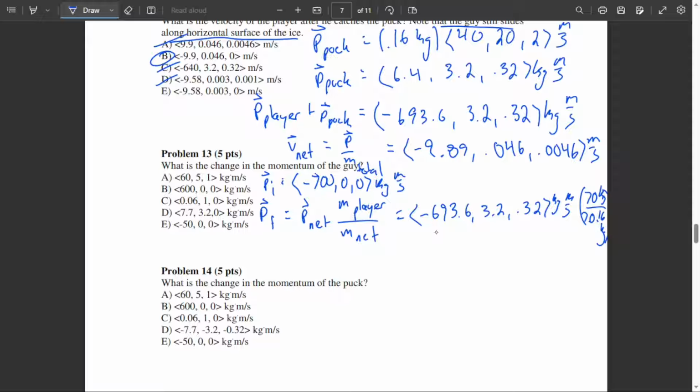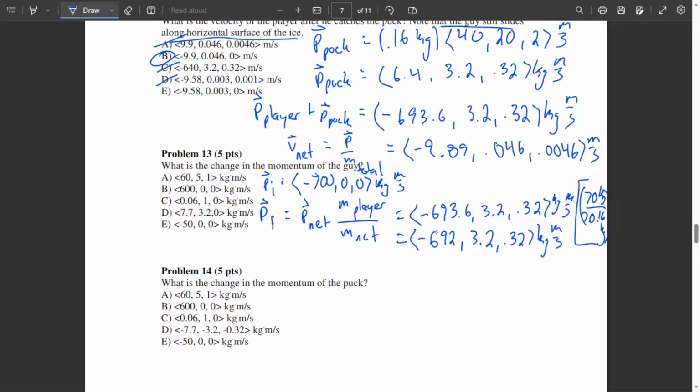So, calculate this. We get minus 692, and then approximately 3.2, 0.32. This value right here, almost all the mass is in the player, so it's going to be really similar. Alright, so there's our initial momentum and our final momentum.